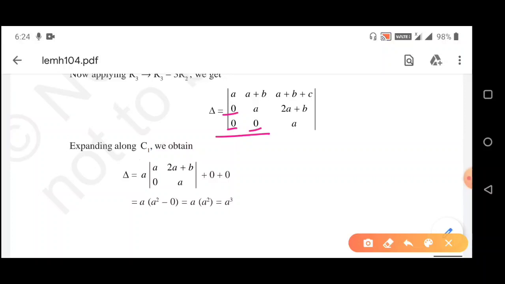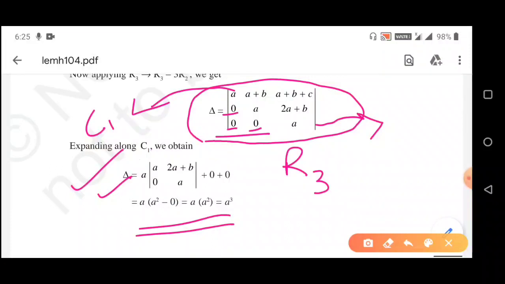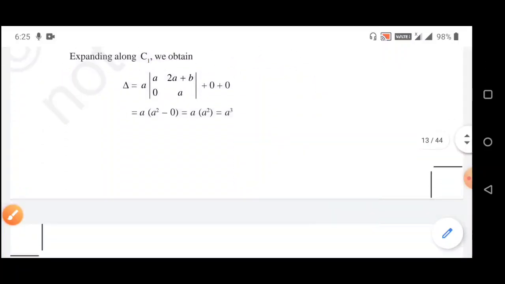Now if you expand this determinant along row 3, or you can expand the determinant along column 1, our calculation will be much easier. So here they have done expanding along column 1. You can also expand along row 3, because in column 1 we have 2 zeros and in row 3 also we have 2 zeros. So in this way we get A cube. So this is your example 11.